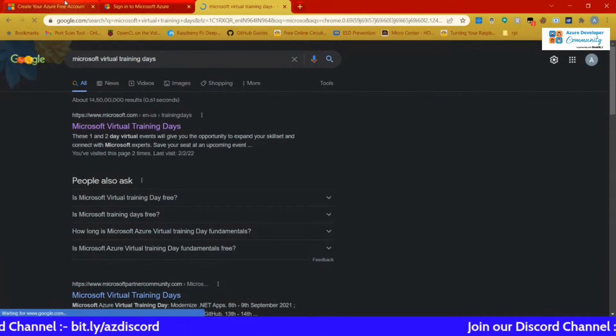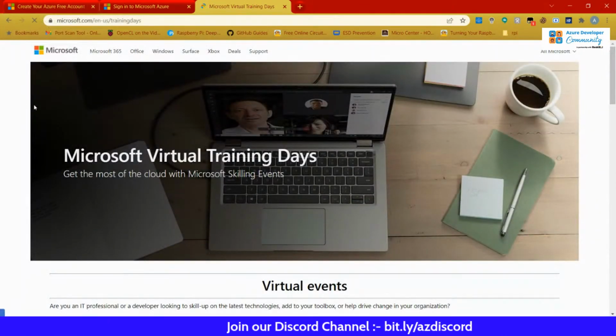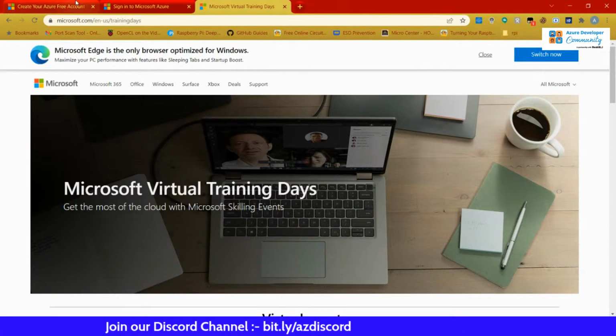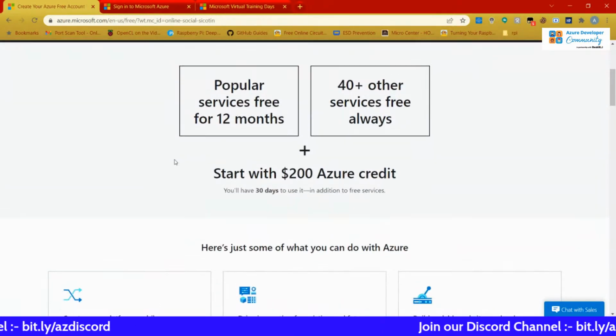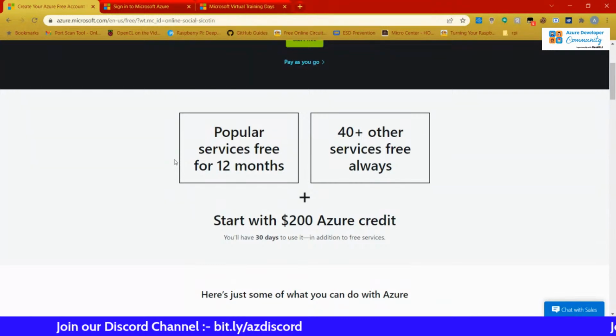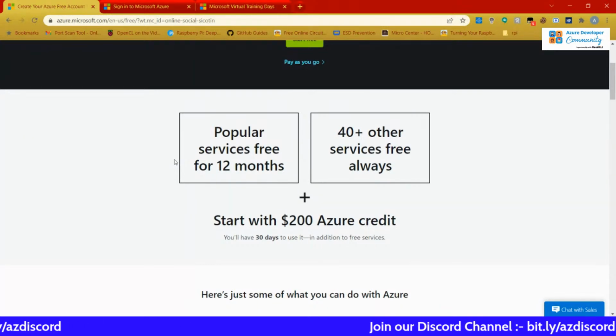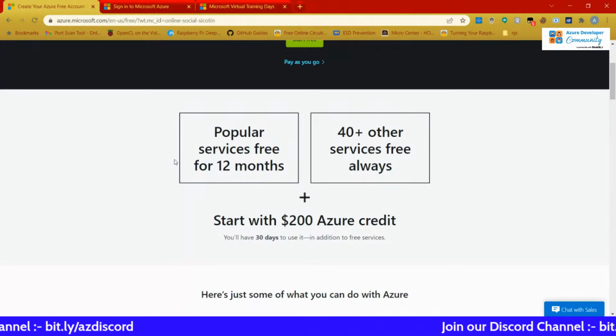Now these are a few things. I will try to share links if possible. Varun, if you can share in the chat box, it would be great. So one is about the free account. In an Azure free account, if you are using a credit card, which is kind of a disadvantage, you get most of the services free for 10-12 months. You get 40-plus services which are free for all time. You get 200 Azure credit for 30 days, as you can see over here. That is very good if you want to experiment with Azure.